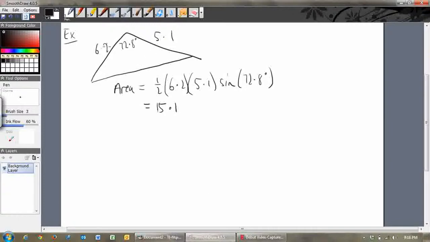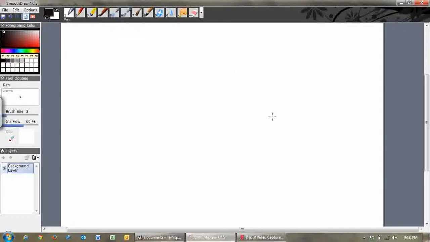Now, we haven't been given any lengths here. We don't know if that's 6.2 centimeters or whatever. So if we're not ever given the units, we just say it's 15.1 units. We're finding area here, so it's 15.1 units squared. That's the answer. Let's do something a bit more interesting.